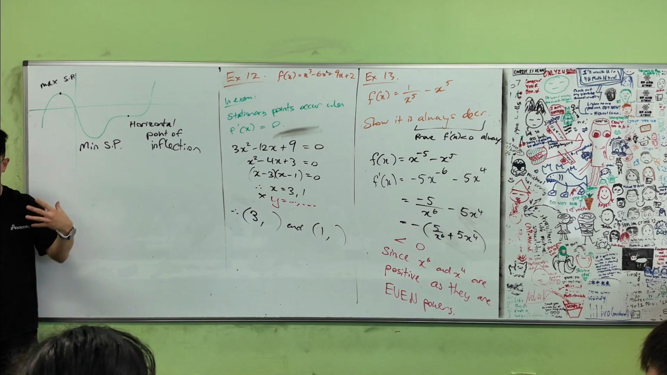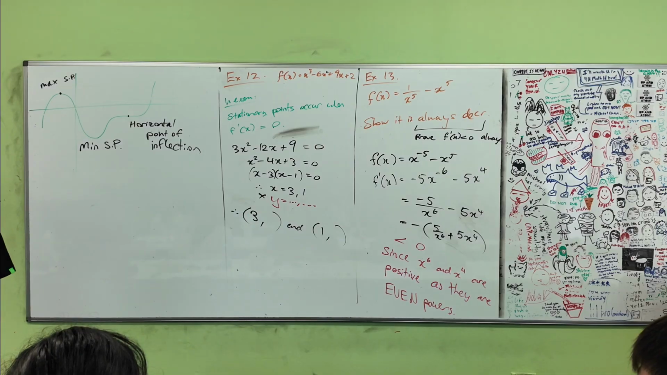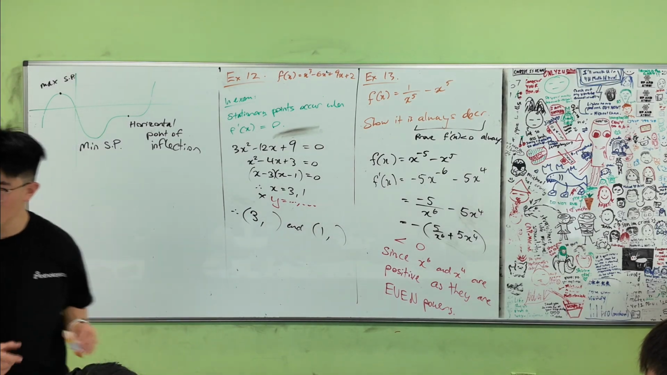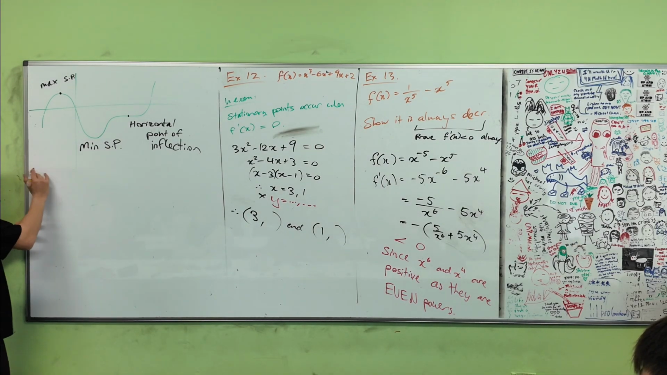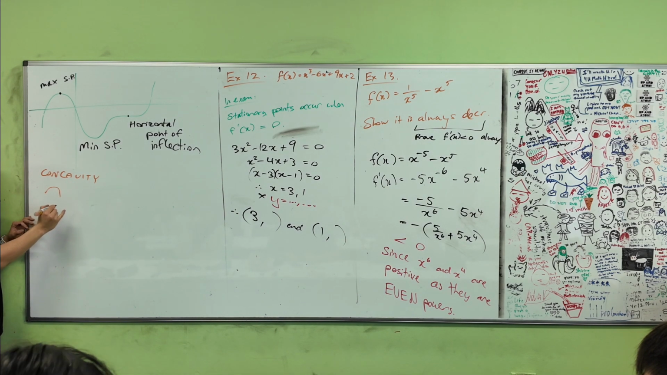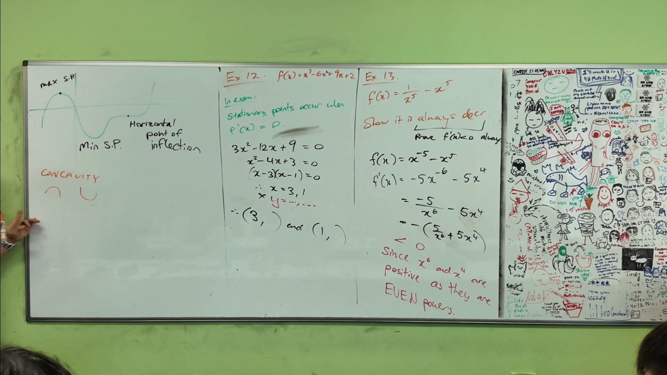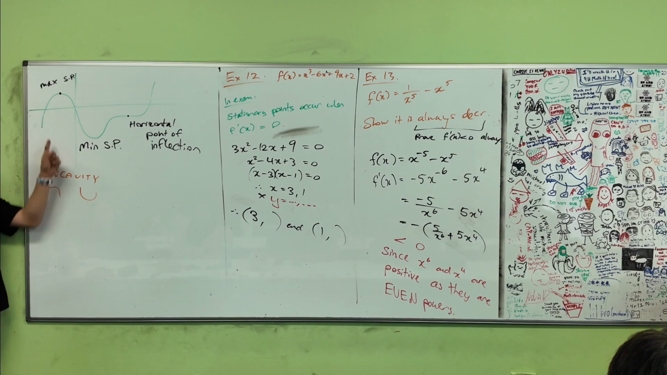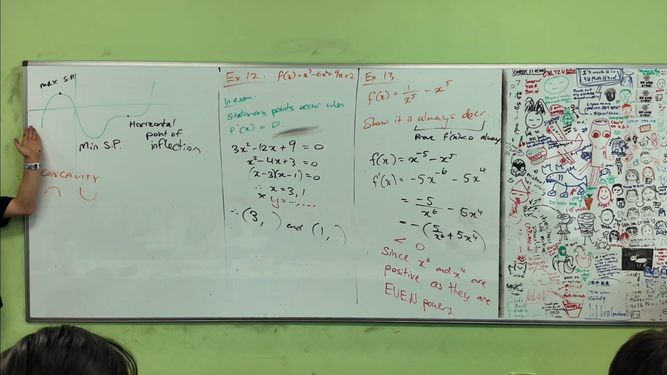Now, the reason I call that a horizontal point of inflection is because there's a fancy thing called concavity. Has everyone heard of that before? Yeah? What is concavity? Concavity is really just, am I sad face or am I happy face? Okay? That's all concavity is. So this is a concave up parabola, we usually call it happy face parabola, and that's a concave down parabola.